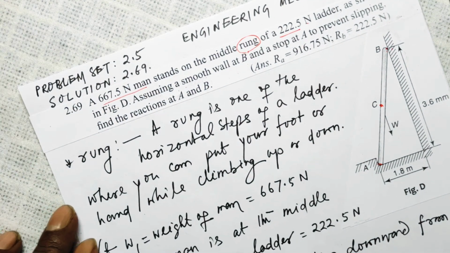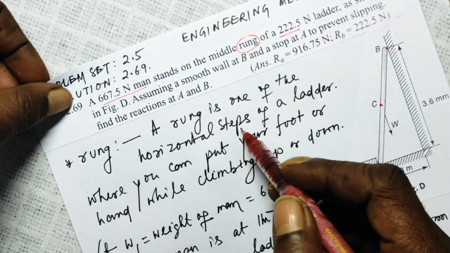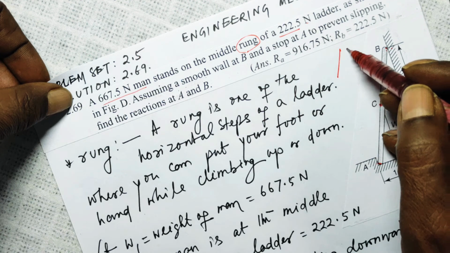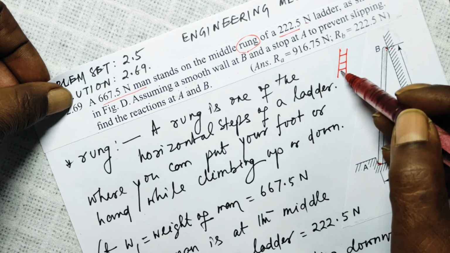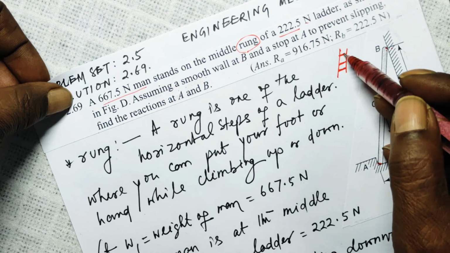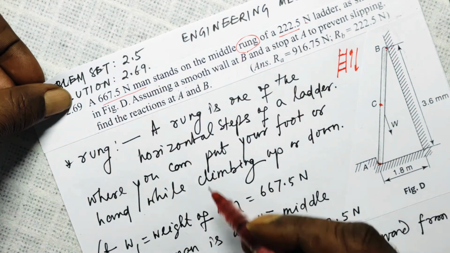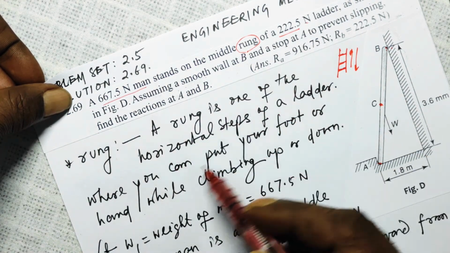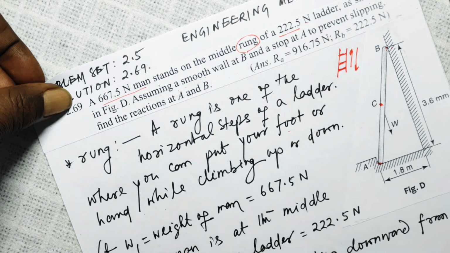Now what is a rung? A rung is one of the horizontal steps in a ladder. In a ladder, there are horizontal steps. While climbing, you can put your feet on the steps, or you can hold one of the steps and climb up and climb down. So a rung is one of the horizontal steps of a ladder where you can put your foot or hand while climbing up or down.